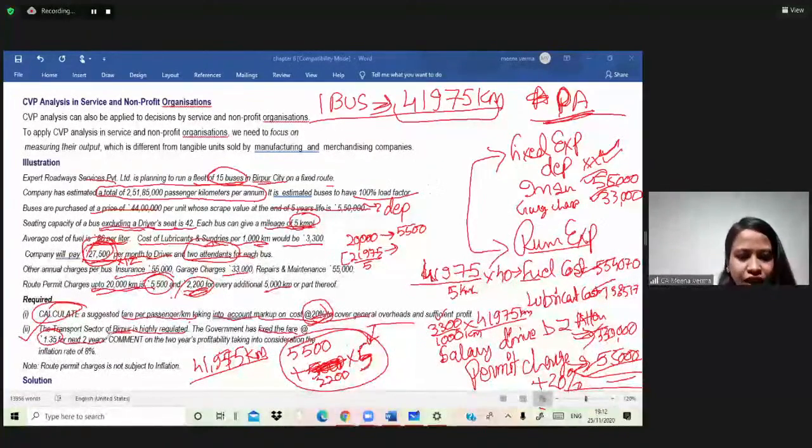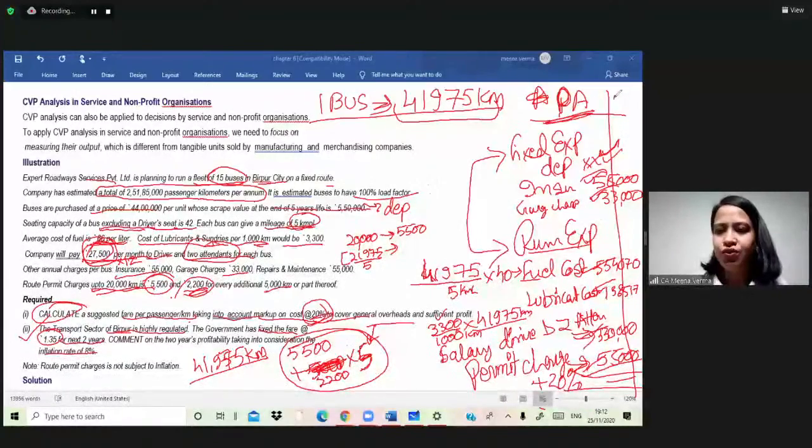Now they are saying that though the fare is fixed by the government, there is inflation of 8%, because of which the cost will increase. Now, what are the costs which will increase in the next 2 years? You have to do the calculation for the next year and the year after, means first year and then the second year. You have to do the same calculation for the next 2 years.